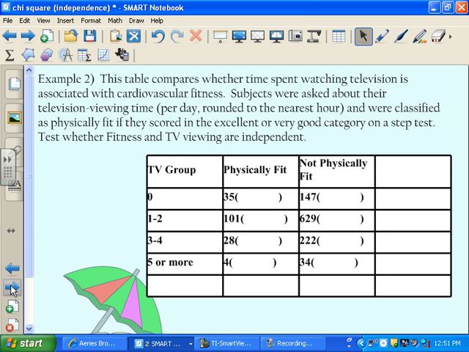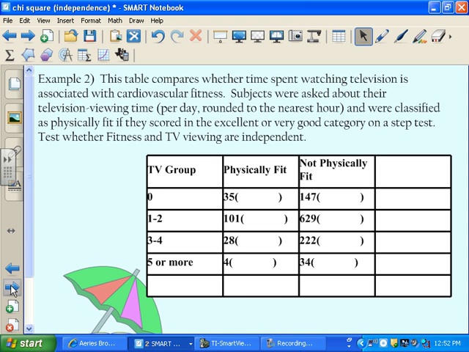Okay? And I want you to look at this data set as I'm reading the problem and see why this would be a test for association or a test for independence and not a test for homogeneity. Remember what I said those two differences were. This table compares whether time spent watching television is associated with cardiovascular fitness. Subjects were asked about their television viewing time per day rounded to the nearest hour and were classified as physically fit if they scored in the excellent or very good category on a step test. Test whether fitness and TV viewing are independent.